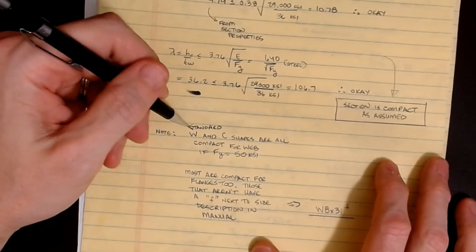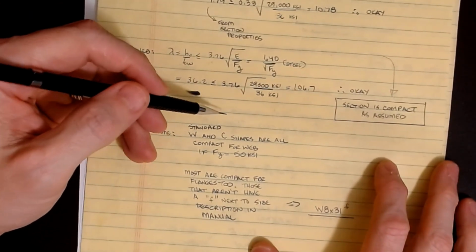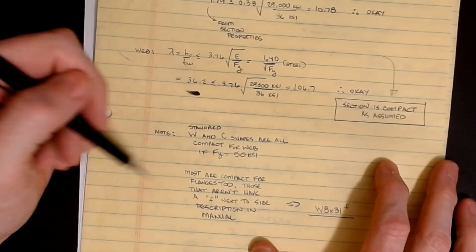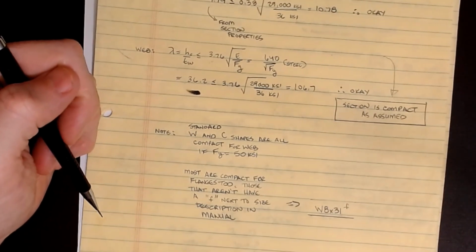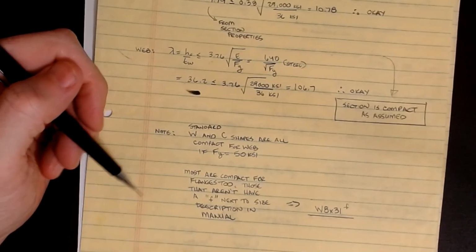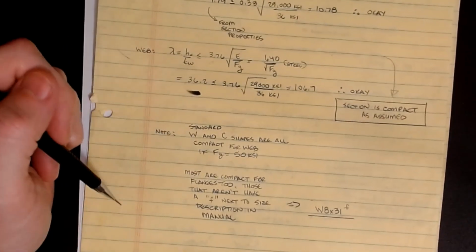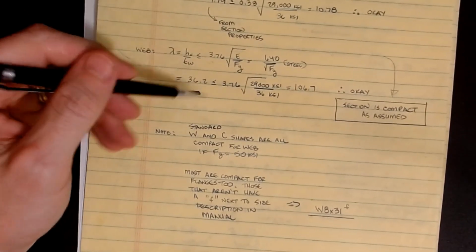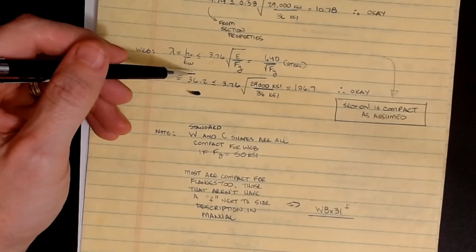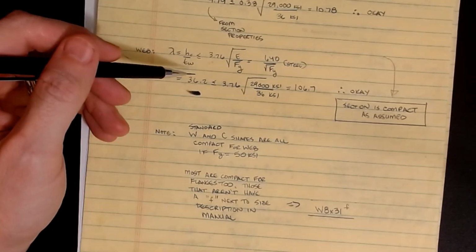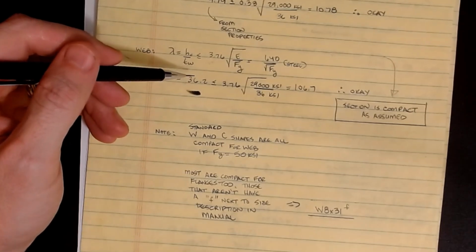Okay, standard W and C shapes are all compact for the web when Fy is 50 KSI. Every single one of them in the book, without exception, that is a W and a C shape, will meet that compactness criteria. So you really don't even need to do this check. Now, if you're one of my students taking a quiz or a test, I will expect you to do it just because you need to know that you don't need to do it.